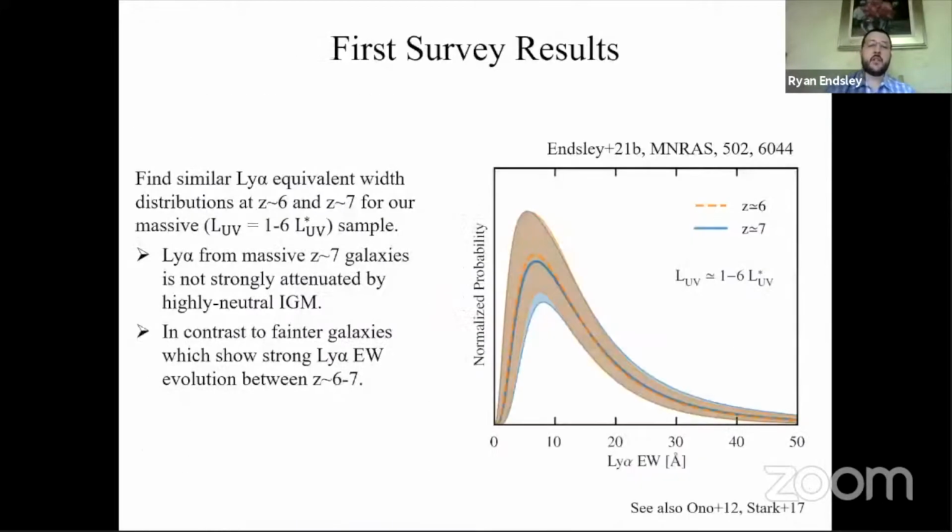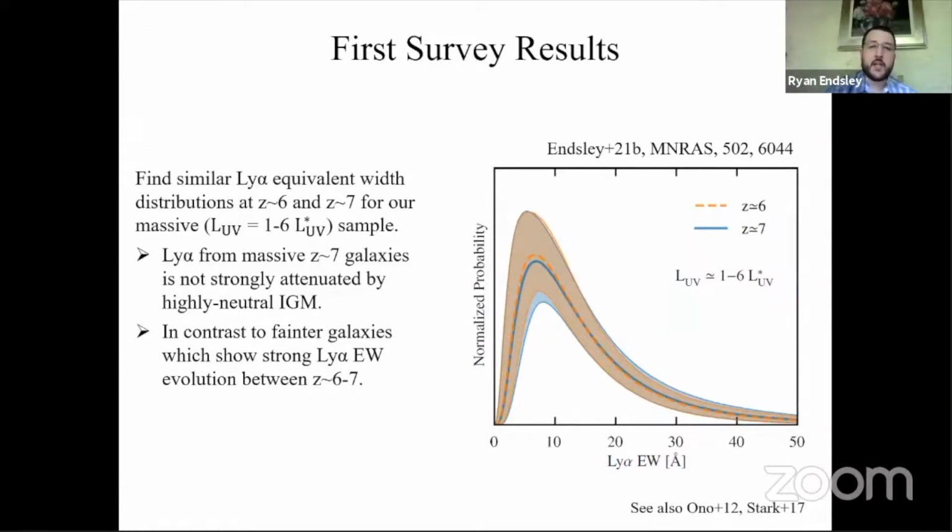So from these initial results, one of the things we found is that the Lyman-alpha equivalent width distribution of our massive redshift 7 Lyman bright sample was similar to that we had from our redshift 6 Lyman bright sample that we targeted simultaneously. Okay, and what this means is that the Lyman-alpha emission from massive redshift 7 galaxies is not being strongly attenuated by the highly neutral IGM.